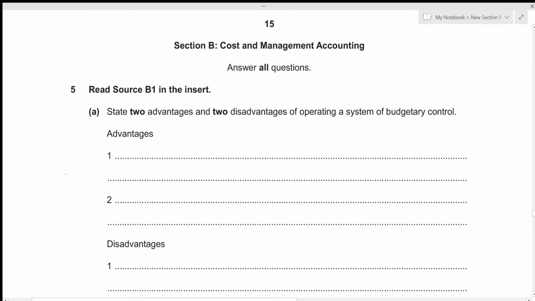Now, we know that budgetary control plans income and expenditures in advance, which means that it kind of sets a target which can motivate the staff, which is a good thing for any business, right? So let's write it down for our advantages. It sets target which can motivate staffs.